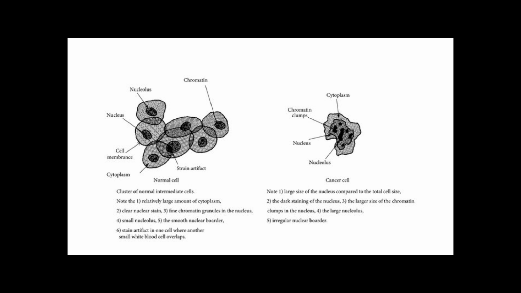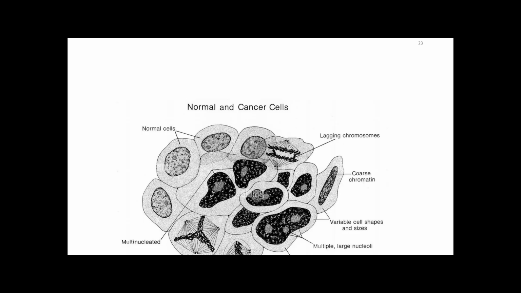But in cancer cells, there is a larger nucleus compared to the total cell size, and a dark stain of the nucleus because the nuclear chromatin is coarsely arranged. There is a larger size of chromatin clump in the nucleus, so we can see nuclear clumps. Fourth, a larger nucleolus and irregular nuclear boundary. These are the features. By using these features, we can differentiate normal and abnormal cells.